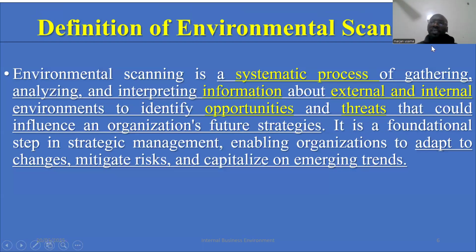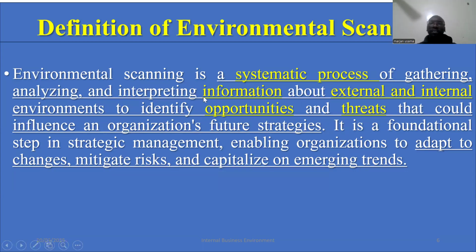Now, before we start, you need to know what environmental scanning is. Scanning, in some books, is known as environmental analysis, or tahlil al-bi'a. So in any organization, there is an internal environment and an external environment. When we are talking about environmental scanning, we are talking about analyzing this environment, so that we know what the weaknesses are, we know what the strengths are, and so on.